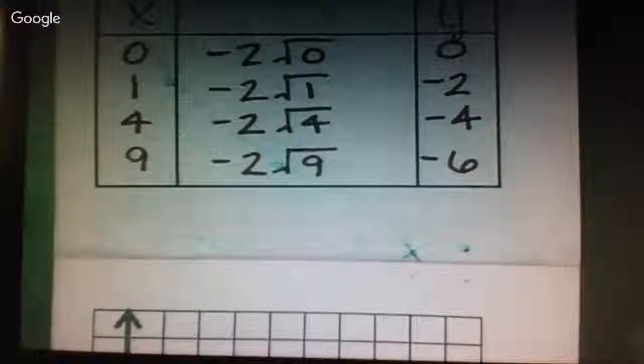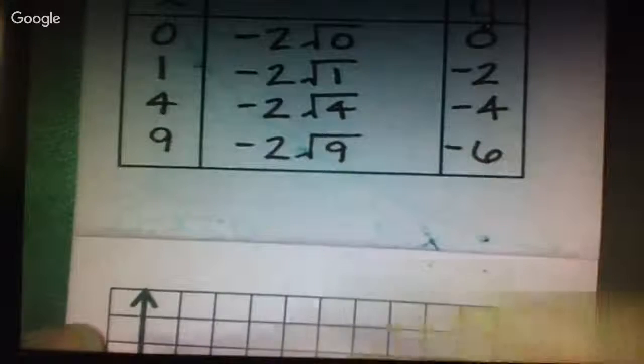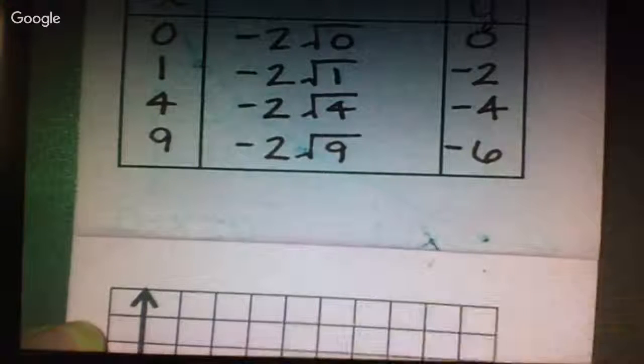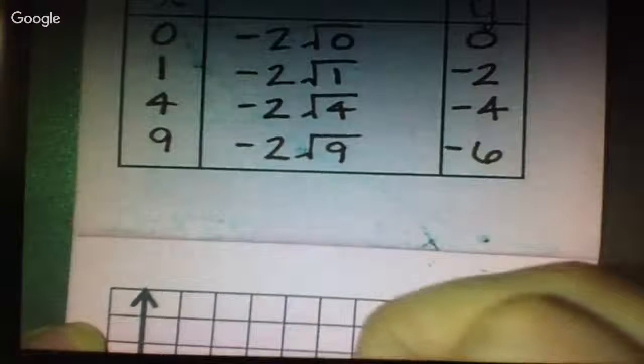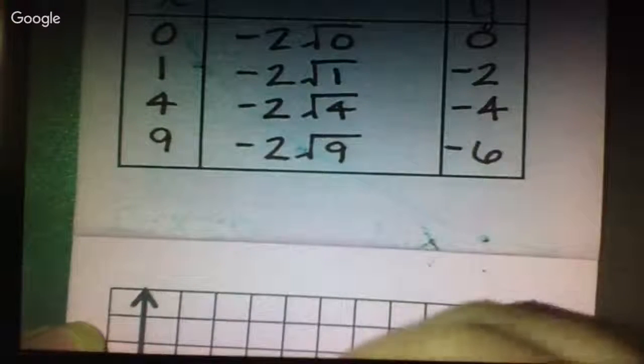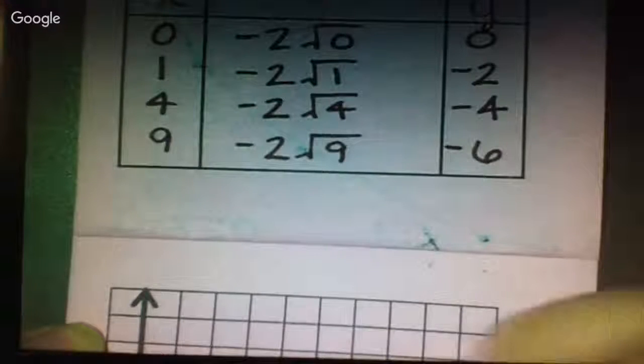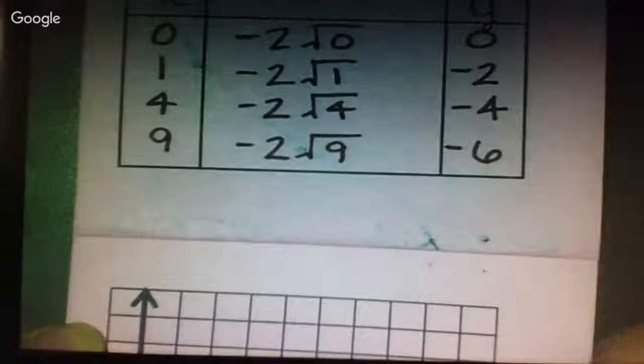Okay, so we've got 0, 0. 1, negative 2. 4, negative 1, 2, 3, 4. 6, 7, 8, 9. You can't plot points without looking at me doing it? No, I can, but oh my goodness.